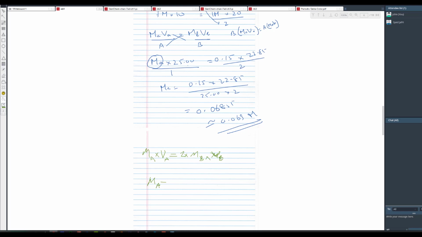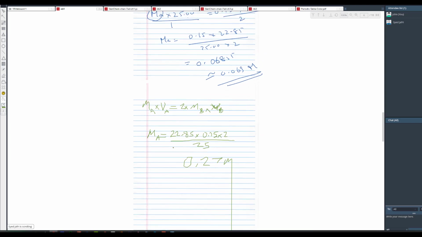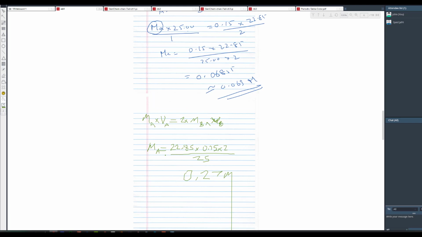I'm just looking at my notes because even after he showed me, I was like, this doesn't really make sense to me. He put MA is equal to 22.85 times 0.15 times 2 divided by 25, and then the answer came out to 0.27 molar, and I was like, this doesn't sound right to me. You know what I mean? Right. I was like, there's something wrong with this. I was like, why are you multiplying by 2?